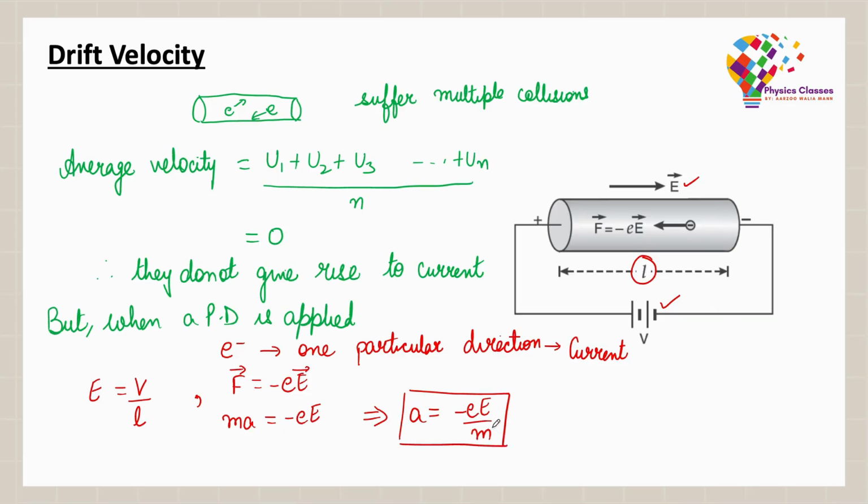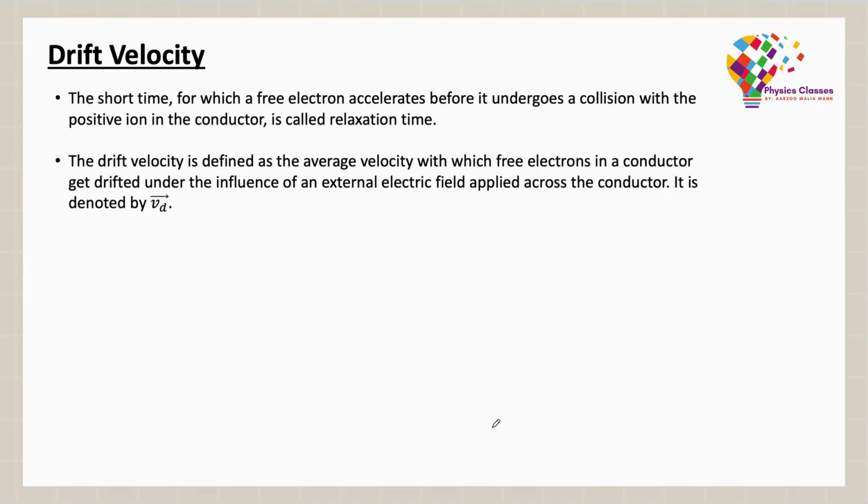Now, due to this electric field, the free electrons are accelerating. Due to this acceleration, of course, they start acquiring a velocity. The average velocity initially, without the potential difference, was 0. But after I applied the potential difference, the average velocity started to increase, because the electrons were accelerated.